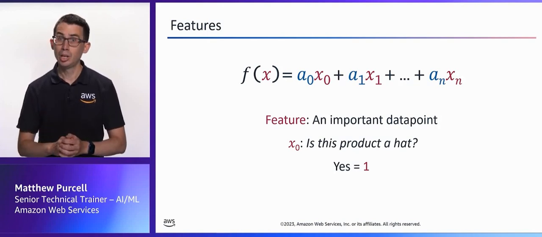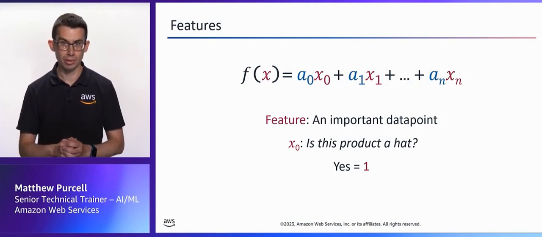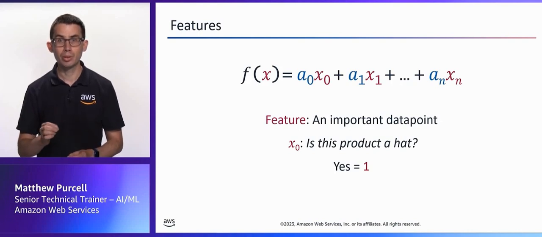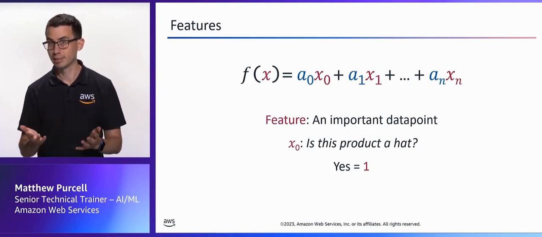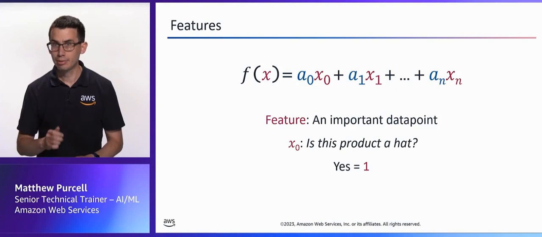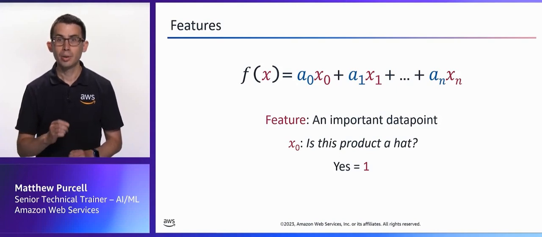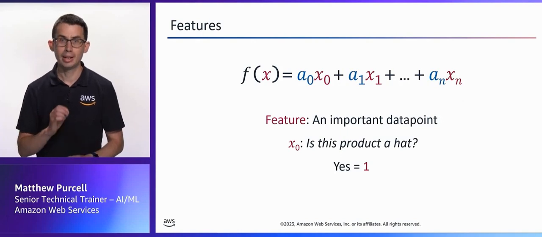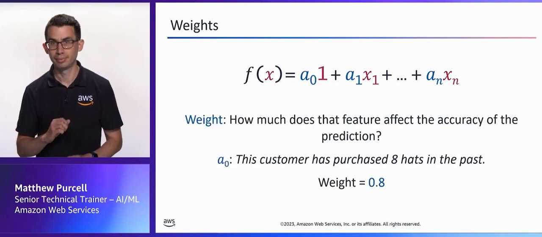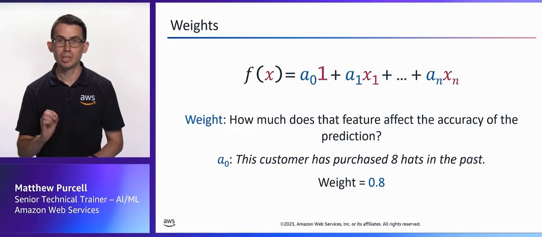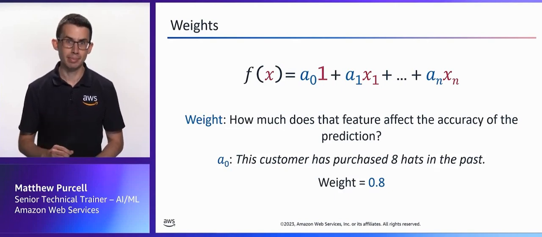For example, with our product recommendation algorithm, the first feature might be whether or not the item is a hat. These features have to be expressed mathematically, so in this case, our model will convert a yes into a 1 and a no to a 0. But the key to machine learning is the idea of context. That's where weights come in.